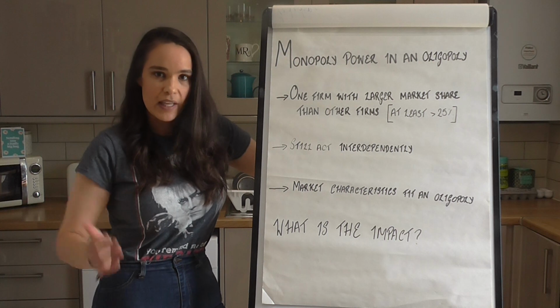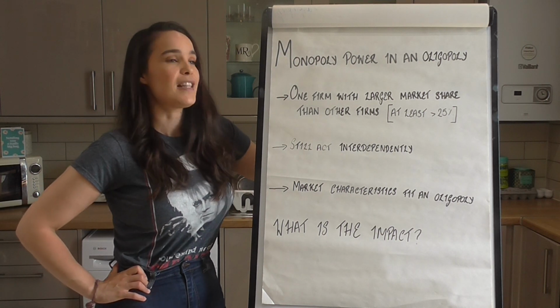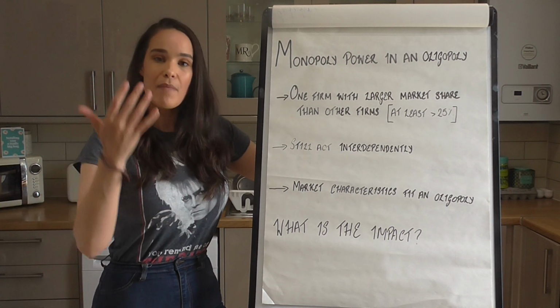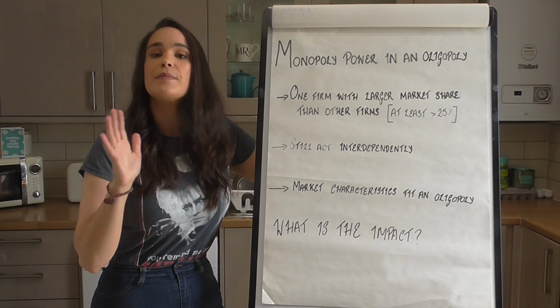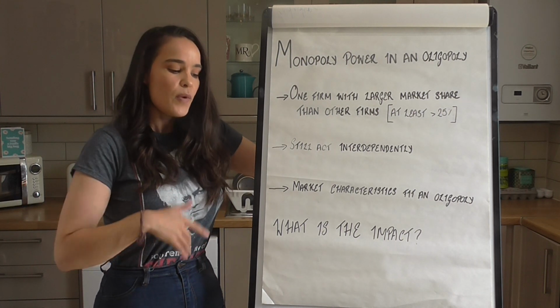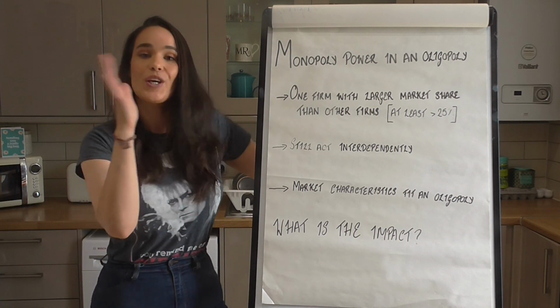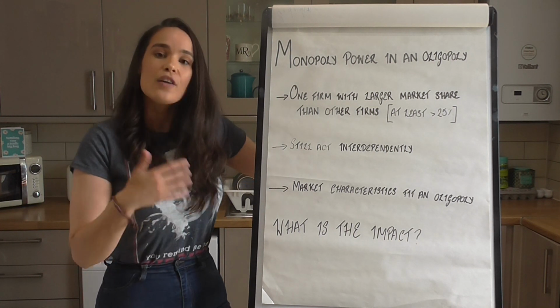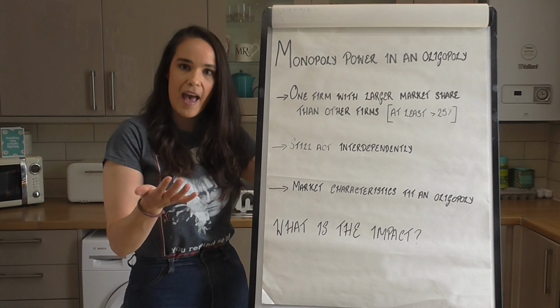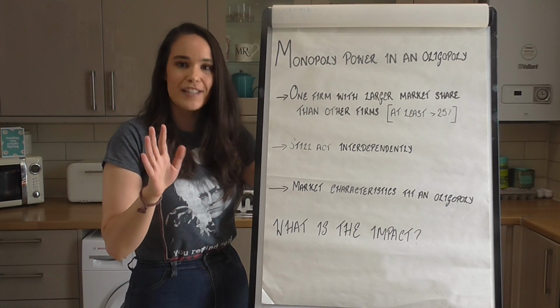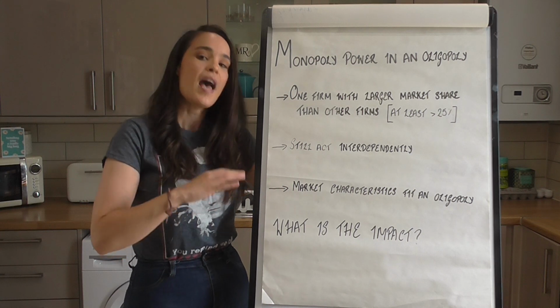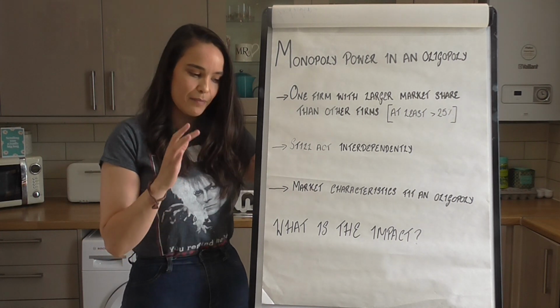One of the first things we need to think about is what a legal monopoly within an oligopoly is. That would mean we've got one firm that is much larger than the other firms in the market. We can see that in some example markets. For instance, if you look at coffee shops in the UK, Costa has a much larger market share than the second largest in the market, Starbucks.